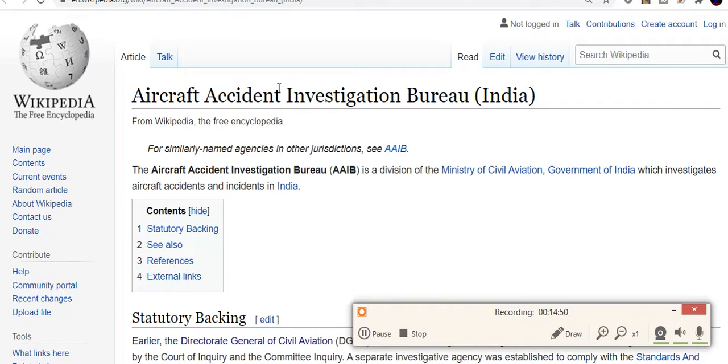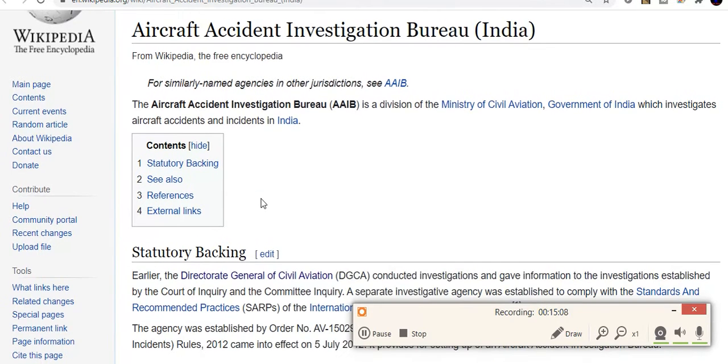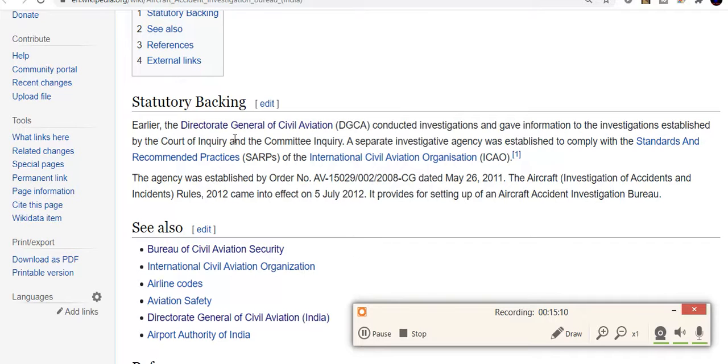Okay, you will find even investigation is done by DGCA, but now here you can say that this is only the investigative body. AAIB is a division of Ministry of Civil Aviation, Government of India, which investigates aircraft accidents and incidents. Earlier, the Directorate General of Civil Aviation conducted investigations. Okay, so we have seen this thing, and investigation was established by the Court of Inquiry and Committee Inquiry. Those things were the part of DGCA.